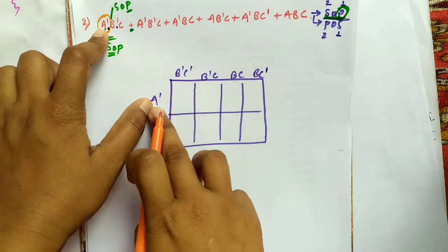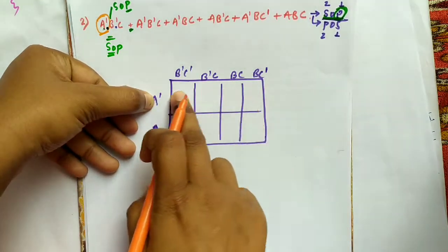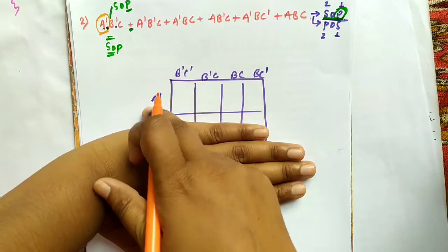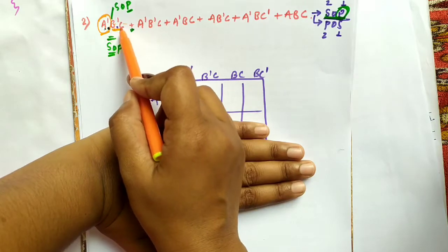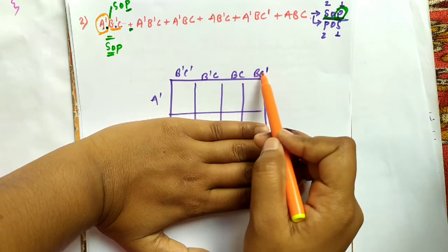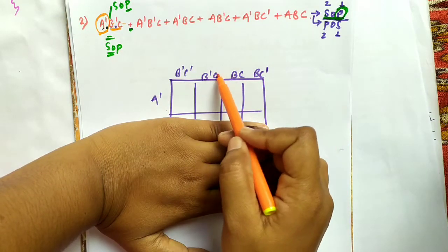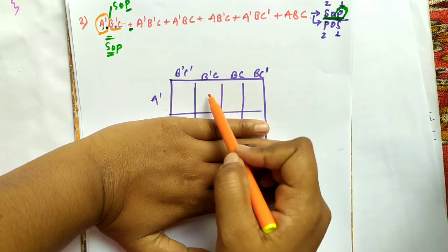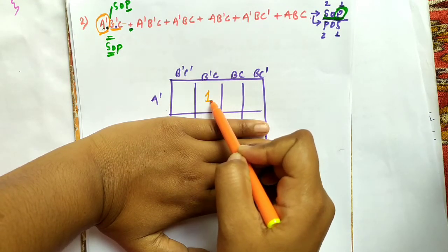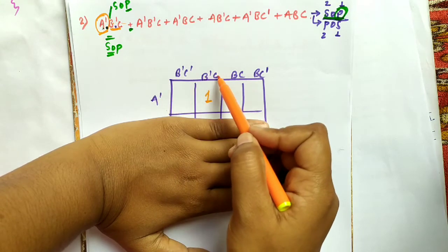Here is the box of A dash. So we can write here only, not here. After A dash there is B dash C. Where is the B dash C? So here is B dash C. In that row we write in this column, so only in this column. So this is A dash, B dash, C.